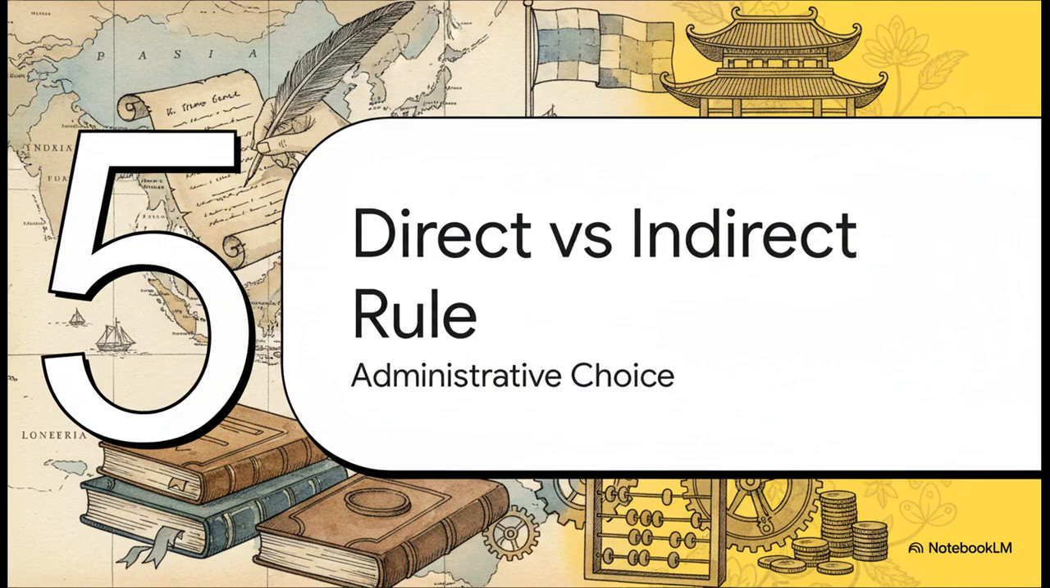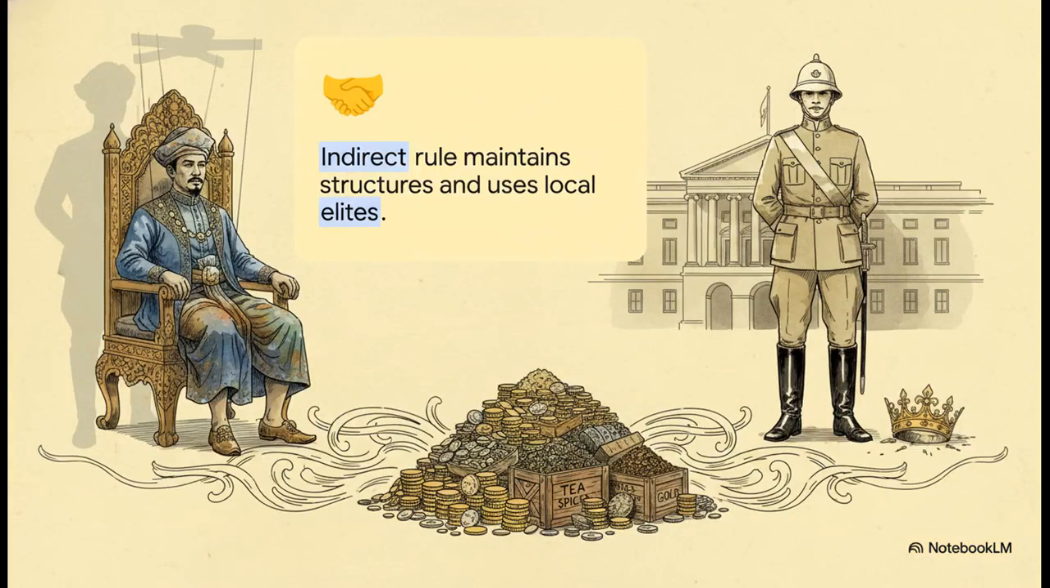Section 5. Direct versus indirect rule. The administrative choice. Because, as we know, conquering territory is one thing, but actually administering it on a Tuesday morning, that is a completely different challenge. European powers essentially had to pick between 2 strategies. Option A, indirect rule. This was cheaper, it minimized cultural friction by keeping local sultans or village headmen in place, and the Europeans basically just pulled the strings from behind the scenes.